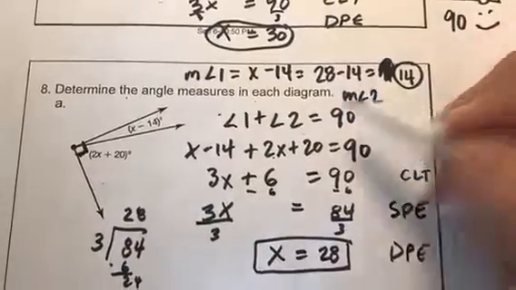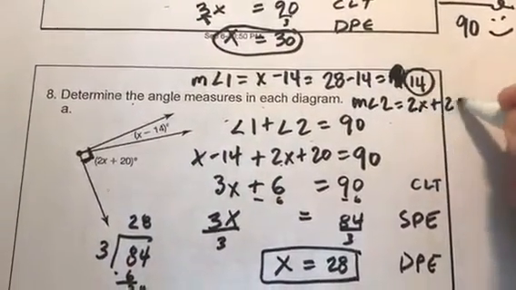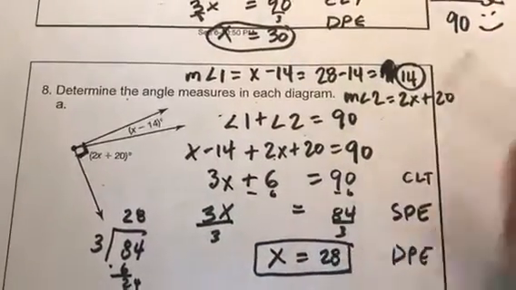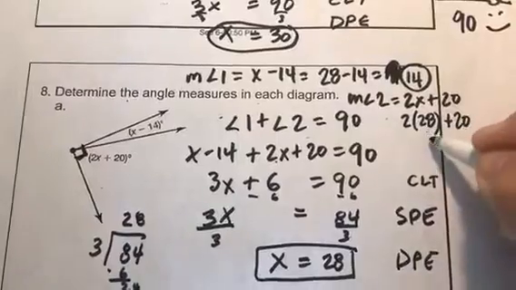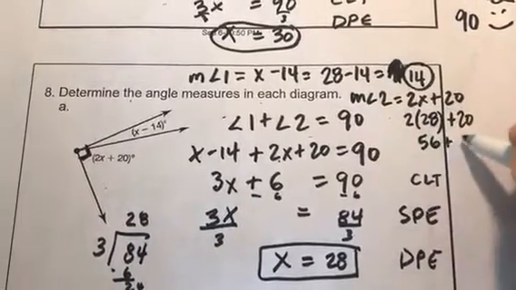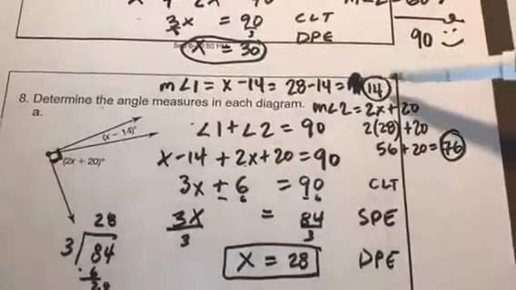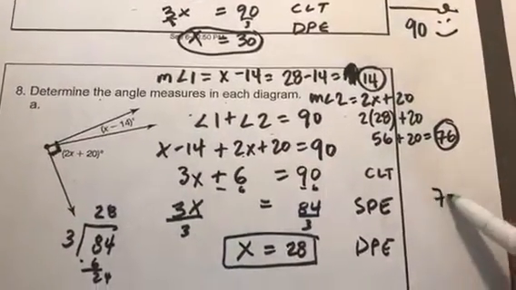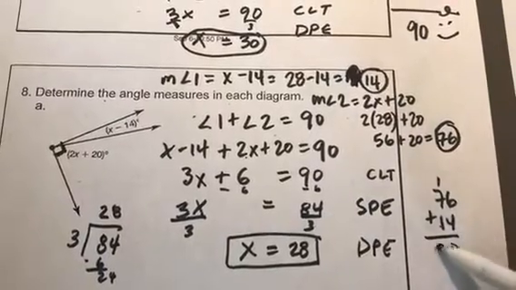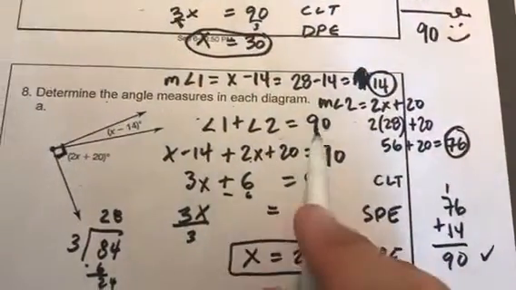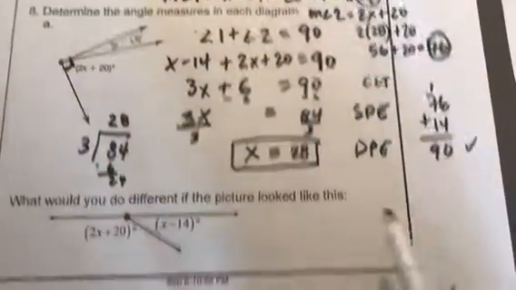And the measurement of angle 2 looks like 2x plus 20. But I know x is actually 28, so that'd be 2 times 28 plus 20. 56 and 20 makes 76. Then to double check my answer, I want to take the two and make sure that they add up to 90. I said 180, but I didn't mean it. I meant they have to add up to 90.